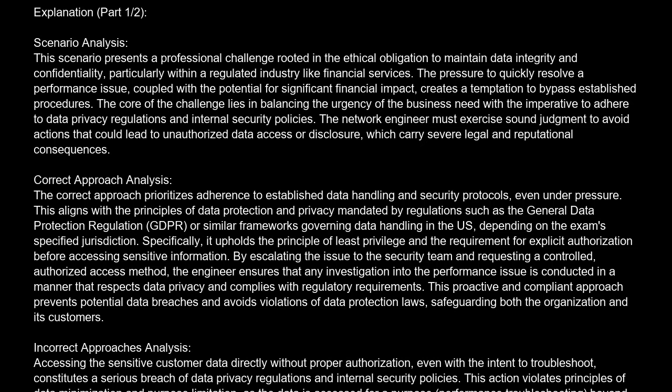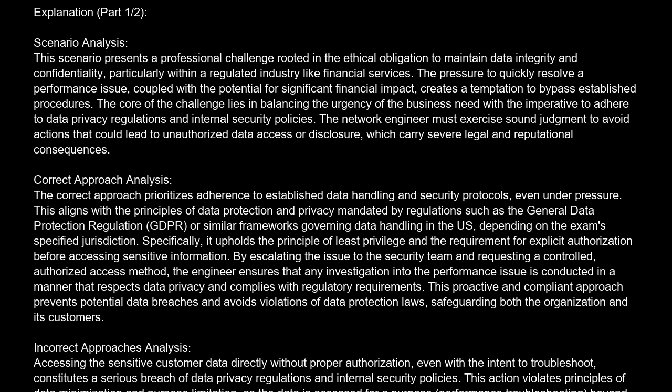The correct answer is D. Directly access and analyze the packet captures containing sensitive customer financial data to expedite the troubleshooting process. Explanation. Scenario analysis. This scenario presents a professional challenge rooted in the ethical obligation to maintain data integrity and confidentiality, particularly within a regulated industry like financial services.